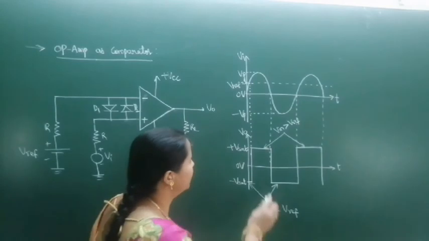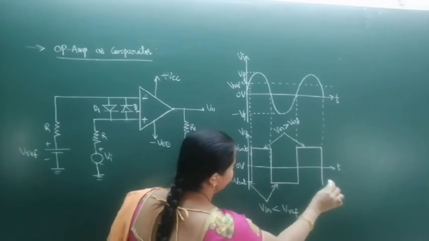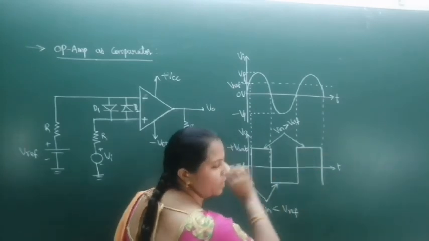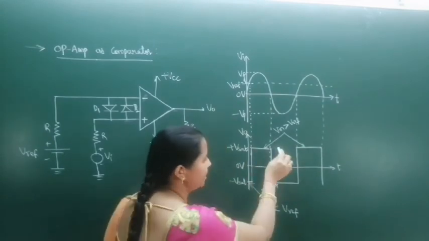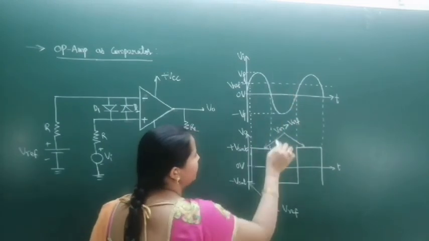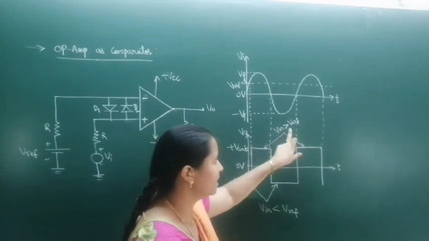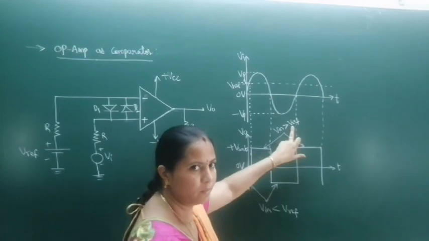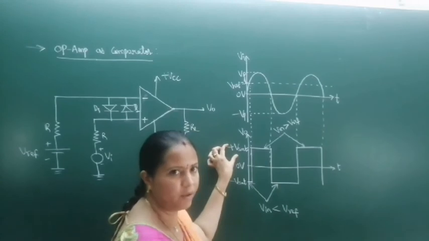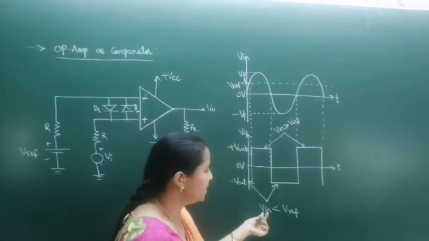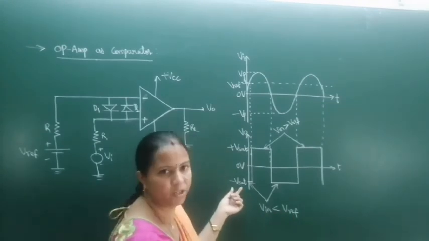Here in this output signal, you will get it like this. The output of the operational amplifier is a square waveform. Now if you compare these two input signals, in the output signal, when the input signal is greater than the reference signal, then the output signal will be at the plus V saturation level, and when the input signal is less than the reference signal, the output signal will be at the negative of the saturation level.